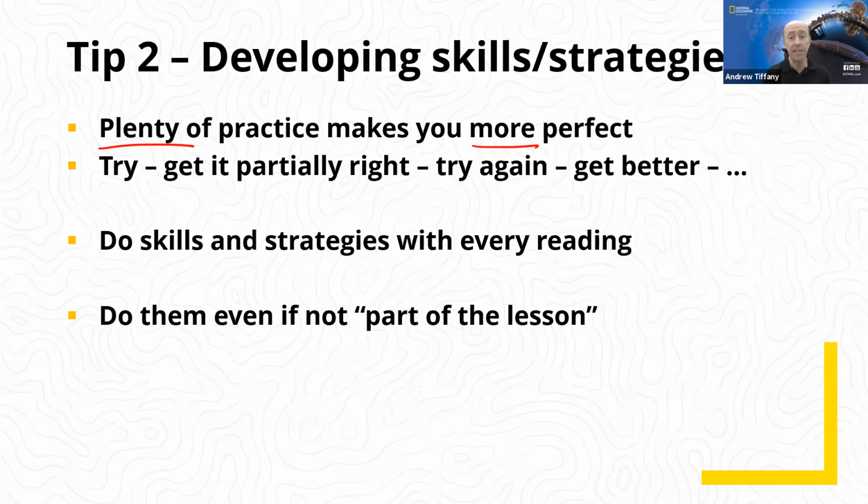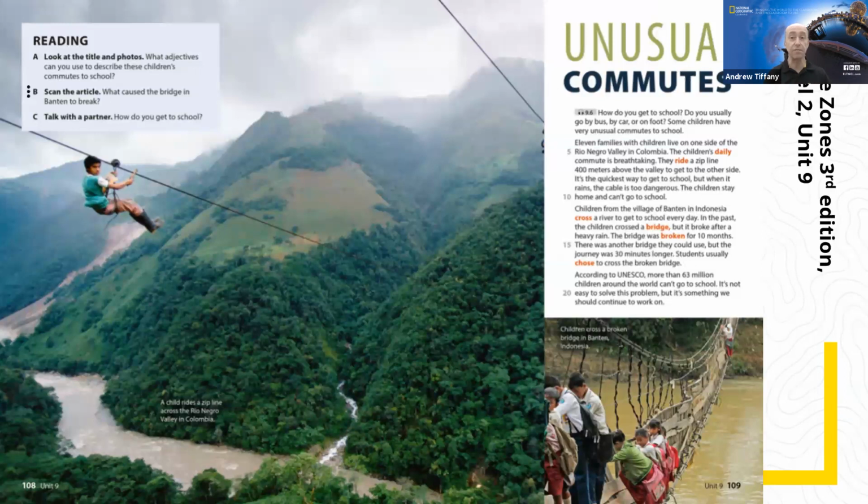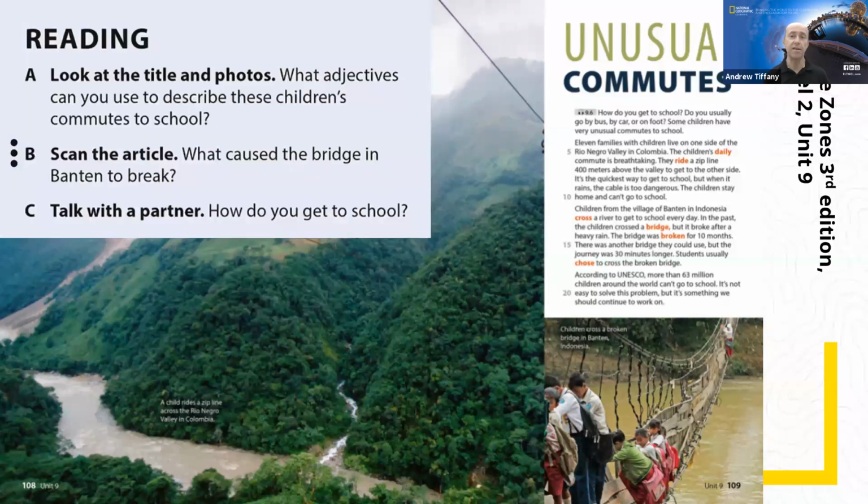Okay, so if I give you an example of that, here's a reading. This is a different one. It's from a teens program called Time Zones. The students level 2, they might be like 13, something like that, 13, 14 years old. Okay, unusual commutes is the topic, right? Now, in this one, you can see here that there are a couple of skills and strategies built into this first page. Here we've got look at the title and photos and scanning. Okay, so those are 2 strategies. Okay, to determine what's going on in the reading.